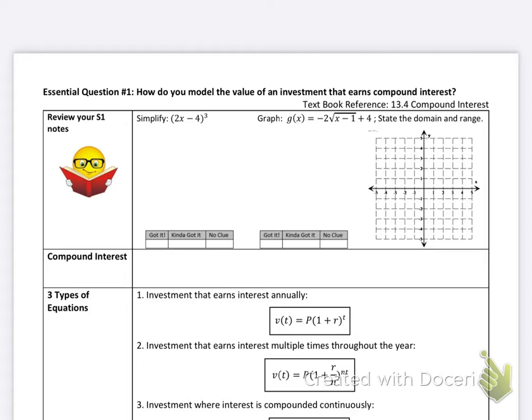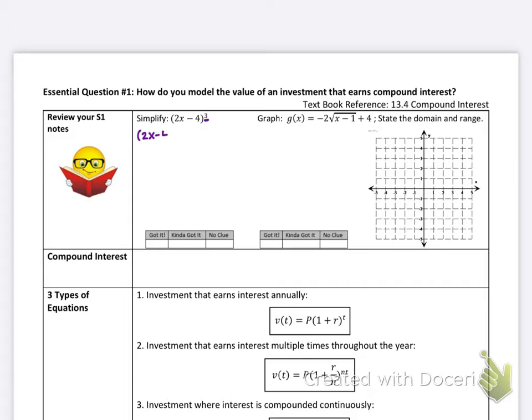Also, before we get into compound interest, I do want to review some key concepts with you. If you want to pause the video and try to do the top 2 problems on your own first, that would be great. Then I'm going to walk you through really quickly how to do them. All right, so hopefully you paused the video.